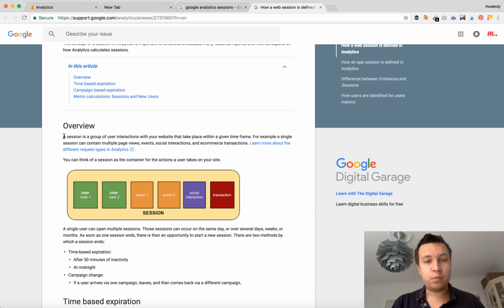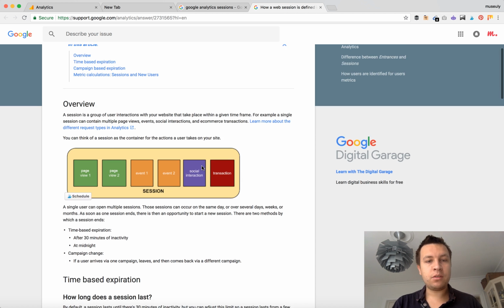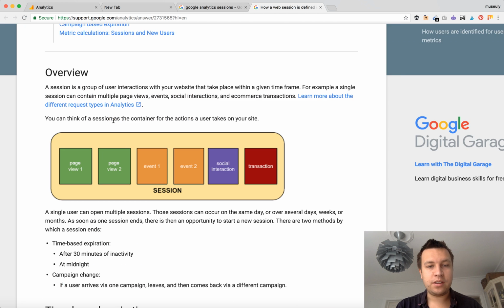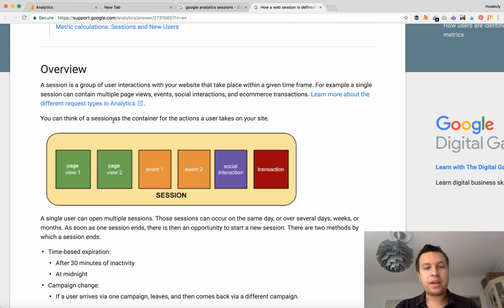A session is a group of user interactions with your website that take place within a given time frame. For example, a single session can contain multiple page views, events, social interactions, and e-commerce transactions. You can think of a session as a container for the actions a user takes on your website. So let's imagine this bubble right here, and some user who goes to your website and does a number of these interactions.